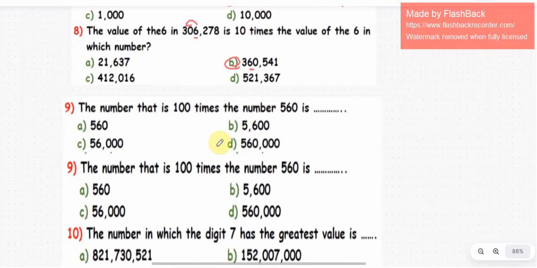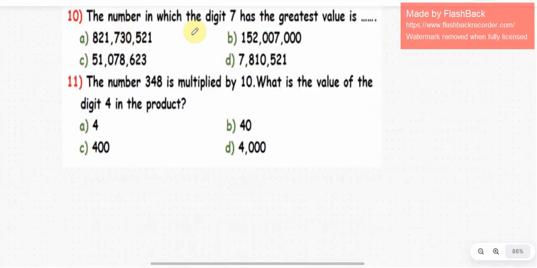Number 9. The number that is 100 times the number 560 is: if I have 560 like that, when I multiply by 100, I said before, when I have zeros on the right, cancel 1, 2, 3 and put them on the right in the times. And the rest is 56 times 1 equals 56. So letter C.